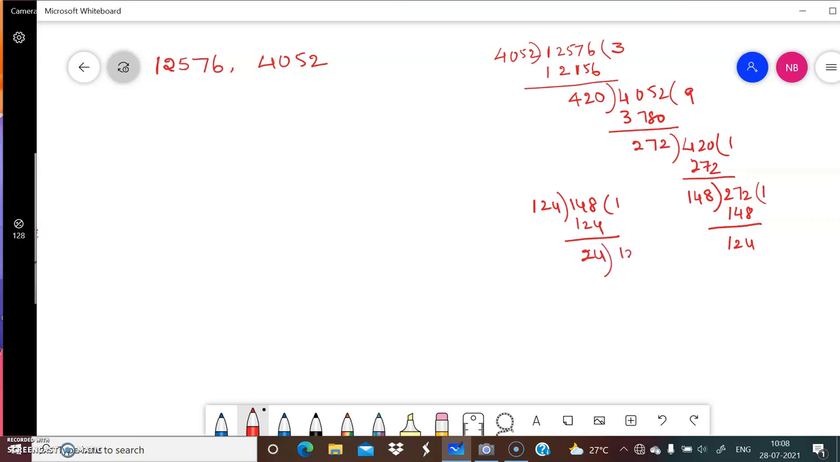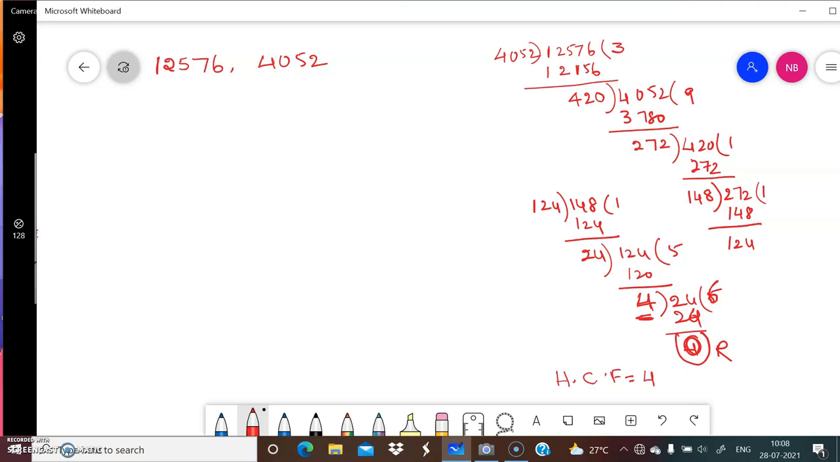Take again that 124 to here. 24 times 5 is 120. So 4 is the difference. Again take the 24. So 4 times 5 is 20, so 4 is left. Sorry, 4 times 6 is 24. So 0 is the remainder. When we get a 0 remainder like this, whatever the divisor is there is called the HCF. Therefore, HCF is equal to 4.